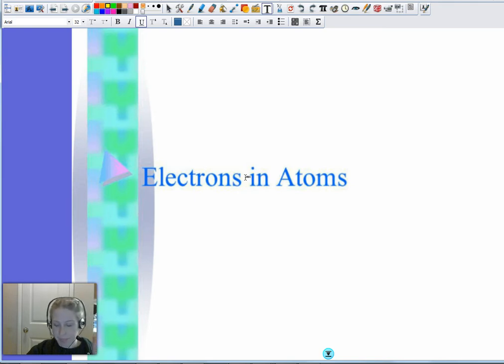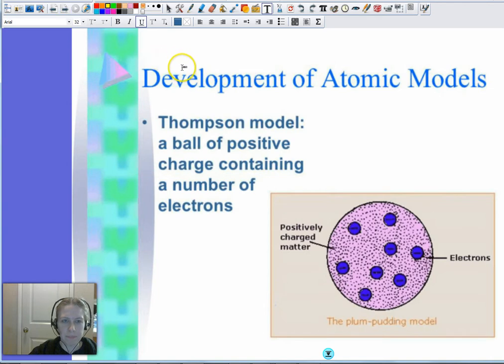With that said, let's look at electrons in atoms. Two days ago we looked at light and light waves, different kinds of electromagnetic spectrums. Now we're going to look on a subatomic level and look at the electrons. There were several different atomic models that have been gone through over the years.